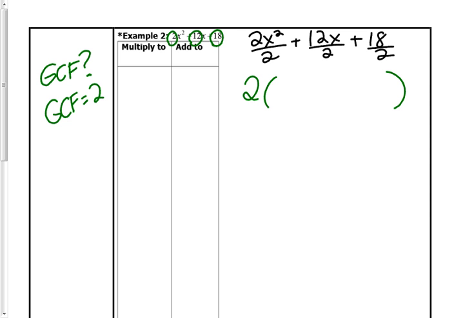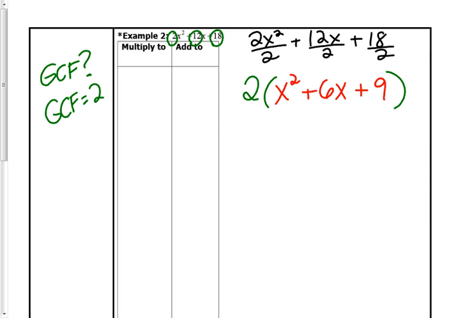So 2x squared divided by 2, well, 2 divided by 2 is 1, so I'm just going to be left with 1x squared. And we typically don't see the 1 in front, so I'm just going to write x squared like that. Then 12 divided by 2 is 6, so this becomes 6x. And then 18 divided by 2 is 9. So now I've changed that trinomial. I've kind of rewritten it to look like this: 2 parentheses x squared plus 6x plus 9.